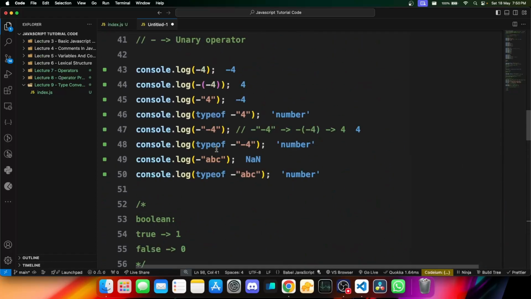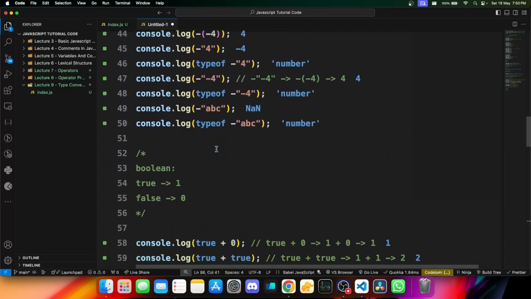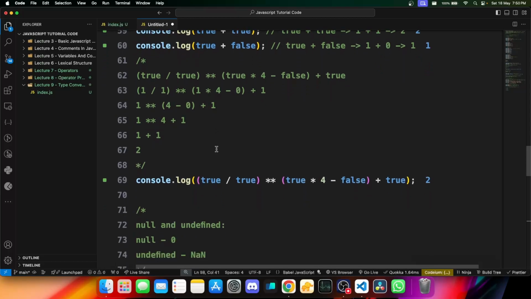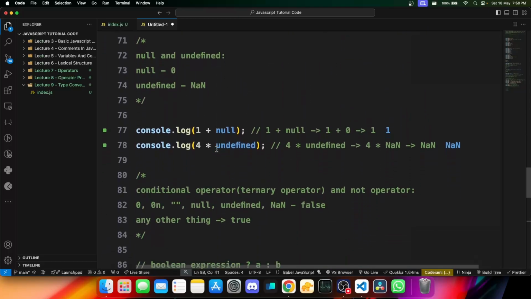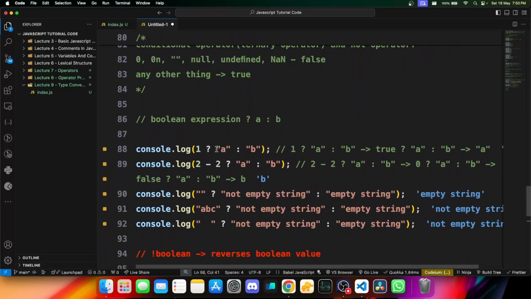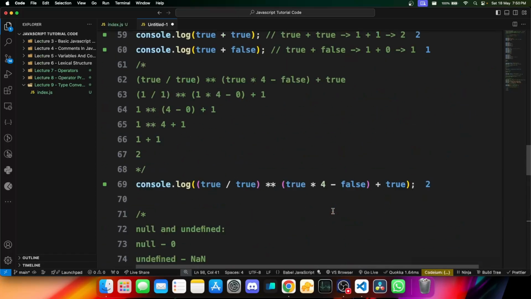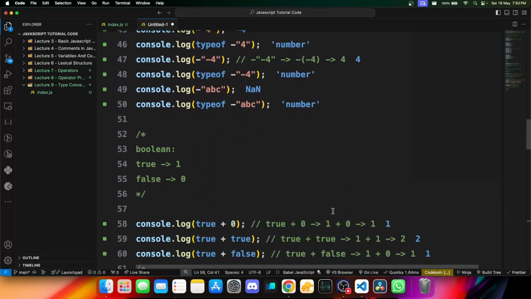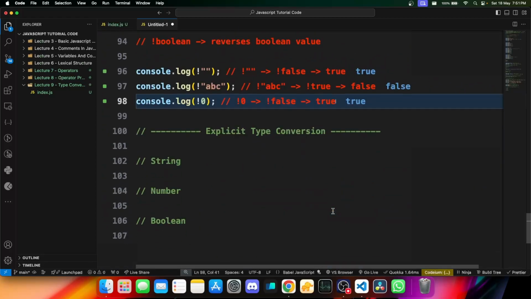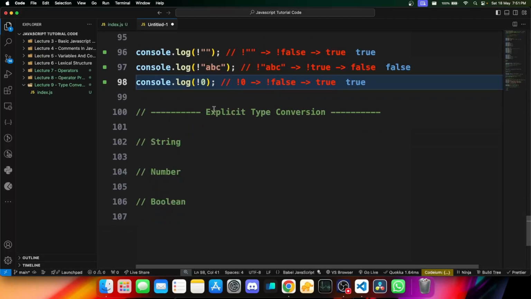So I hope implicit type conversions are clear. It's very important to understand that. If it's not clear, do let me know in the comment section below. I would love to answer that, but you should always go and ask if you're not clear about it, because it's a very important part of your JavaScript journey. Next, we're going to talk about explicit type conversion, which is very, very easy. And so I'm very excited to talk about it.